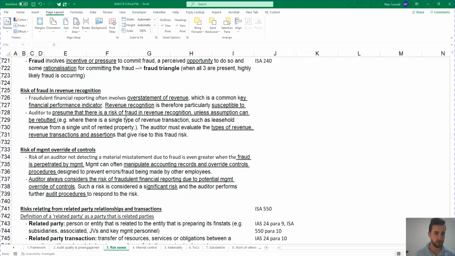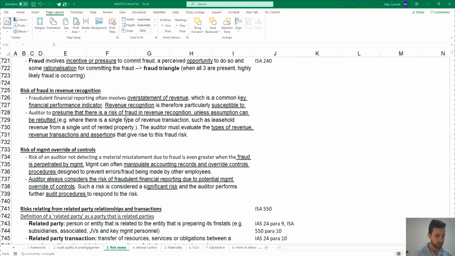Fraudulent financial reporting often involves overstatement of revenue, which is a key financial performance indicator. Revenue recognition is therefore particularly susceptible to fraud. In fact, auditors have to presume that there is a risk of fraud in revenue recognition unless the assumption can be rebutted, e.g. where there is a single type of revenue transaction, such as leasehold revenue from a single unit of rented property. The auditor must evaluate the types of revenue transactions and assertions that give rise to this fraud risk.